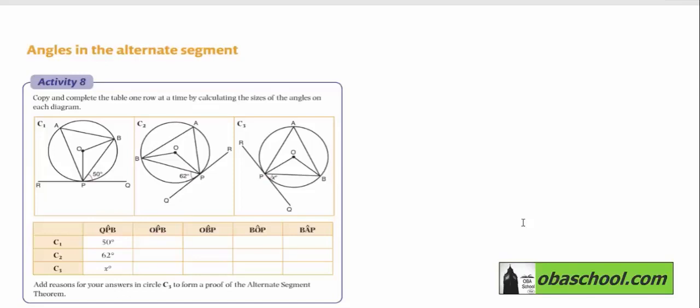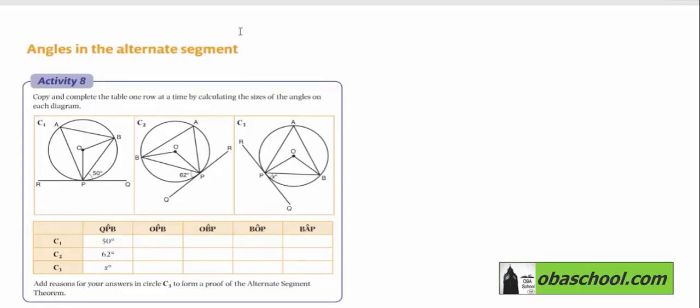In this tutorial, we're going to be solving exercises about angles in the alternate segment. Activity 8. Copy and complete the table one row at a time by calculating the sizes of the angles on each diagram. So you can notice that we have diagram C1, C2, and C3.